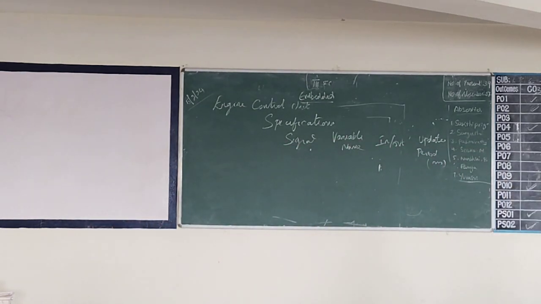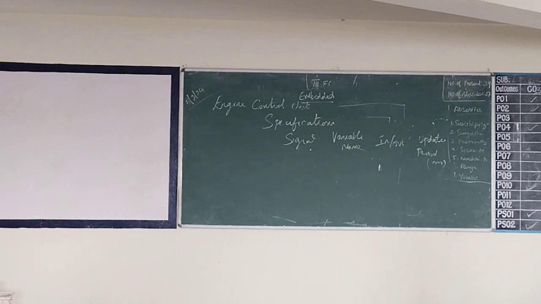The next signal is spark advance angle. The variable name is S. It is an output. It should be updated once in every 1 milliseconds.